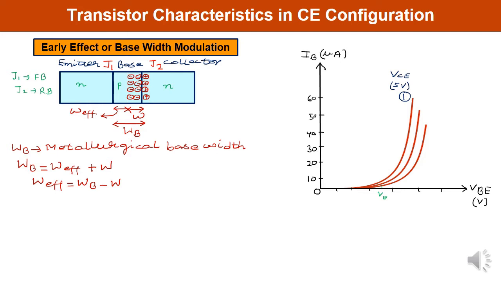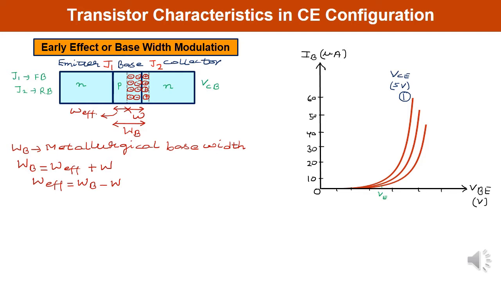Most of the electrons emitted from the emitter, some of them recombine with the holes available in the base, and the rest are collected by the collector. Here you can see the base terminal is at a lower potential while the collector is at a higher potential. So between base and collector, you can observe the potential VCB. Now what will happen if you increase this potential VCB, between the base and collector?